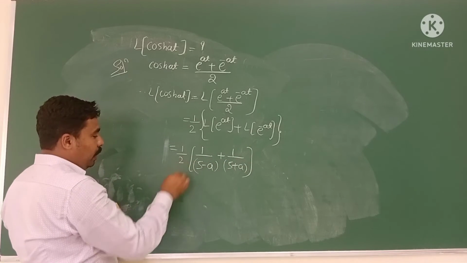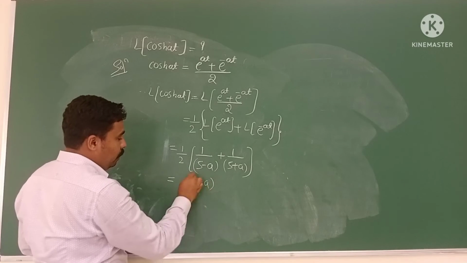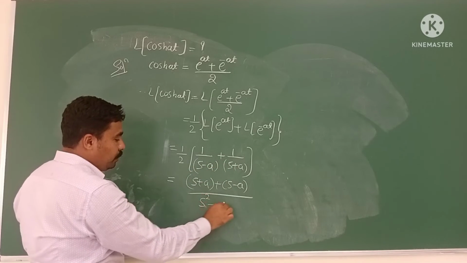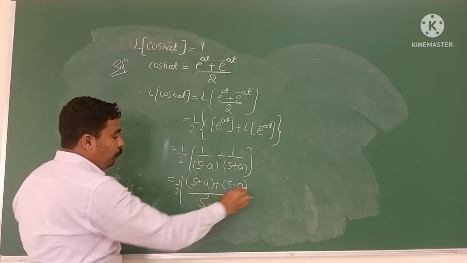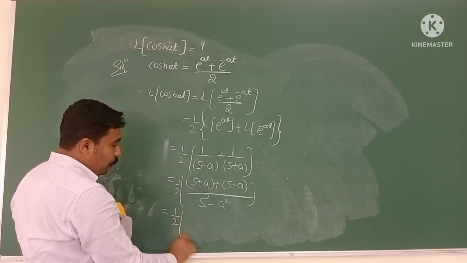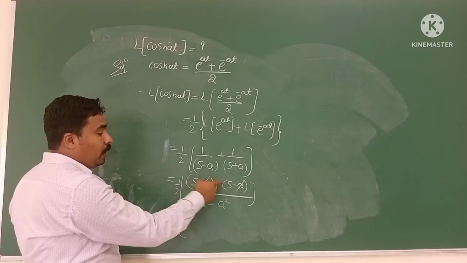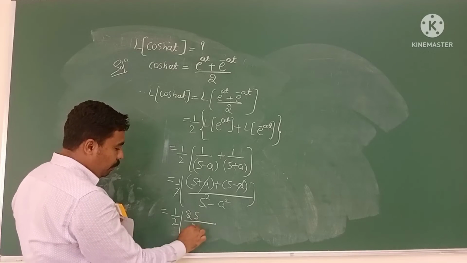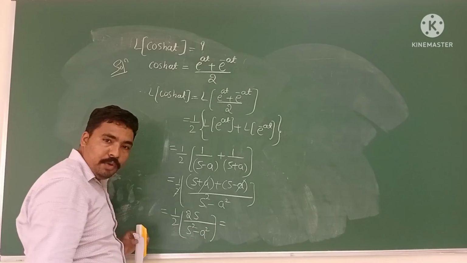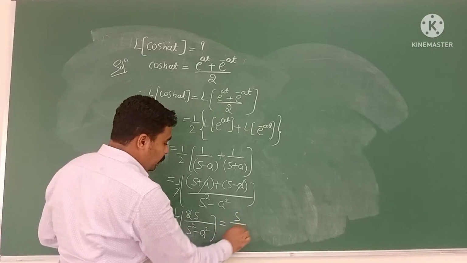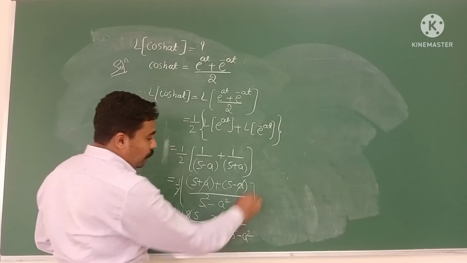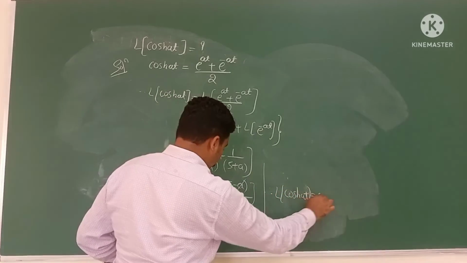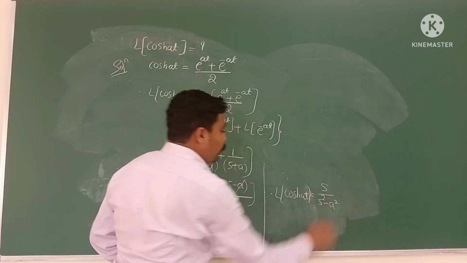So what happens if I take the LCM? This becomes s plus a plus s minus a divided by (s plus a) into (s minus a), that is s square minus a square, times 1 by 2. Here minus a and plus a cancel. This becomes 2s. This 2 and the 1 by 2 cancel. Or else you can write one step again here, 2s divided by s square minus a square, that is equal to, 2 and 2 cancel, s by s square minus a square. Therefore, we conclude that the Laplace transform of cos hyperbolic at equals s divided by s square minus a square.